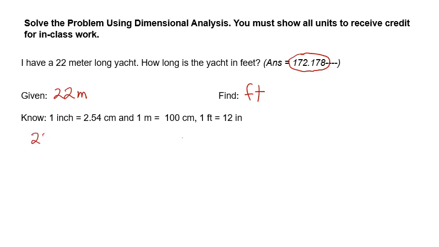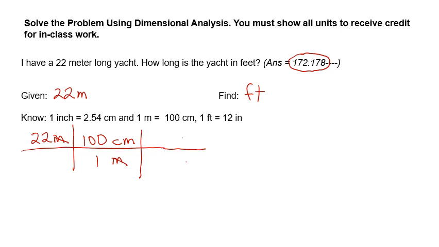We have 22 meters. We're going to bring meters down, and we're going to go to centimeters. So 1 meter is the same thing as 100 centimeters. So I've crossed out my meters. Now I'm going to cancel out my centimeters, and I'm going to go to inches, and 1 inch holds 2.54 centimeters. So I've crossed out my centimeters.